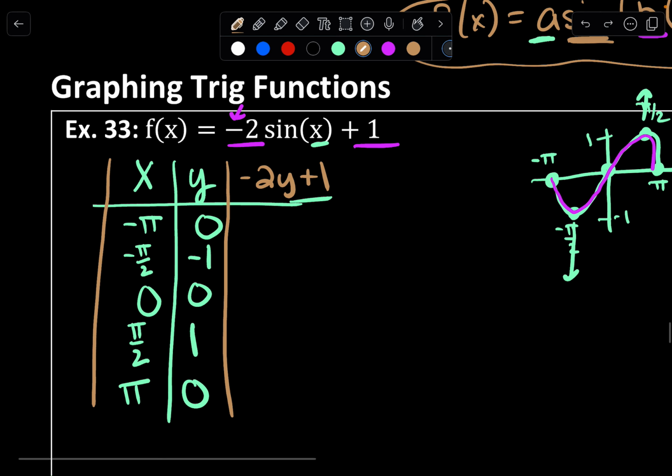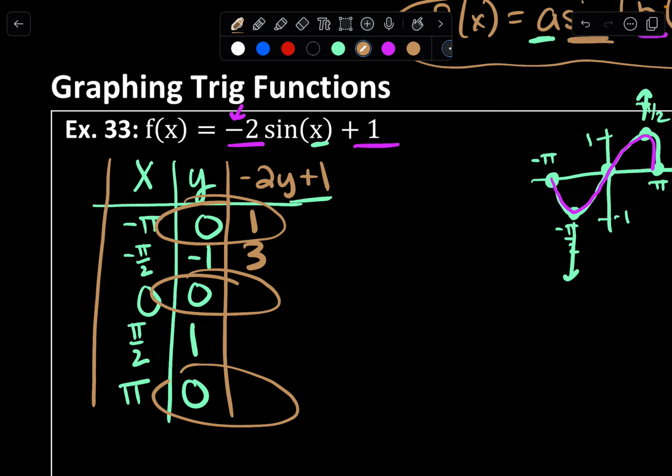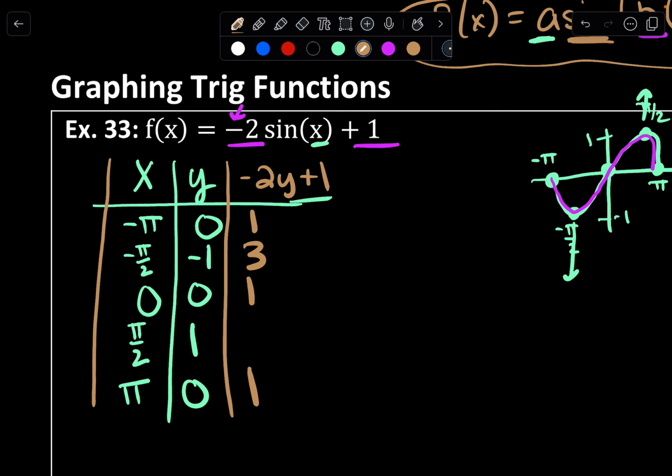Plug in 0, we get +1. Plug in -1. -2 times -1 is 2. And then from there, we'll add 1, so we get 3. And 0 will repeat, so you don't need to do so much mental math. So we can just plug a 1 here. And then from here, plug in 1, you get -2 plus 1, so we end up with -1.